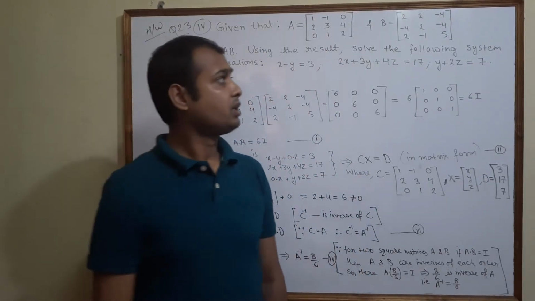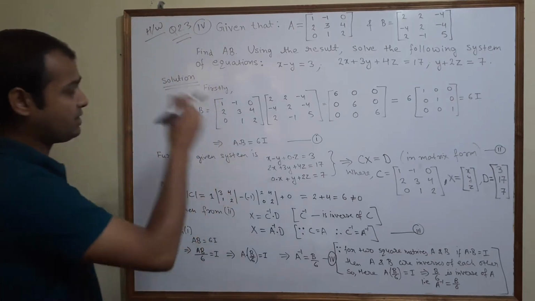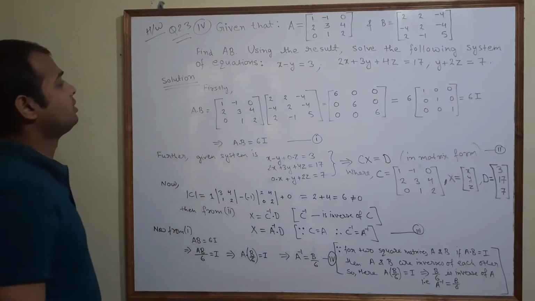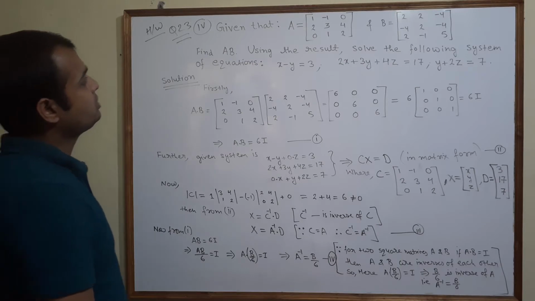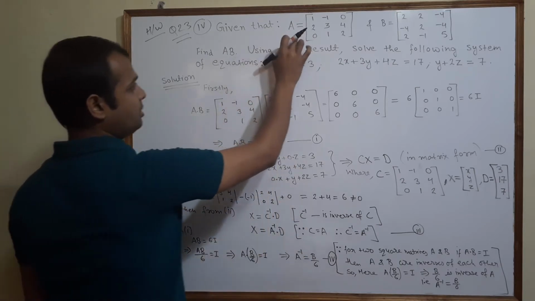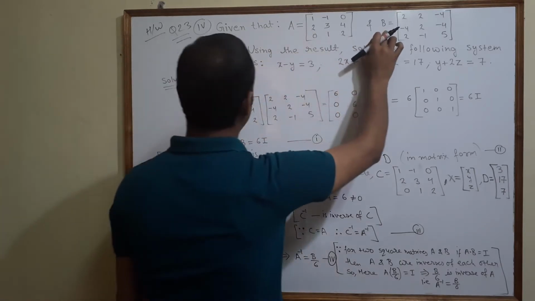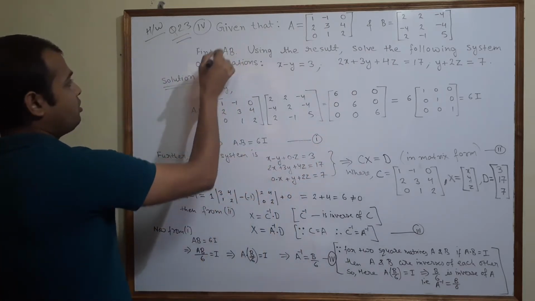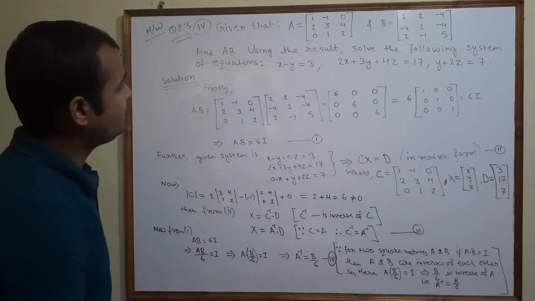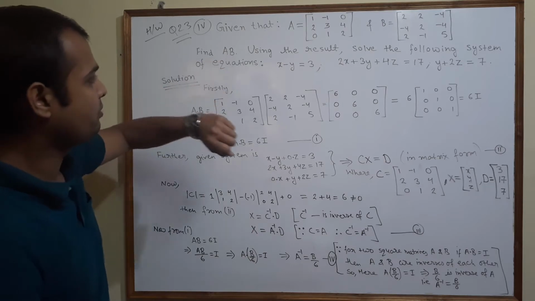Hello children, let us see a question related to matrix method. So here the question says, given a matrix A and matrix B, you have to find the product of A and B. A into B you have to find.